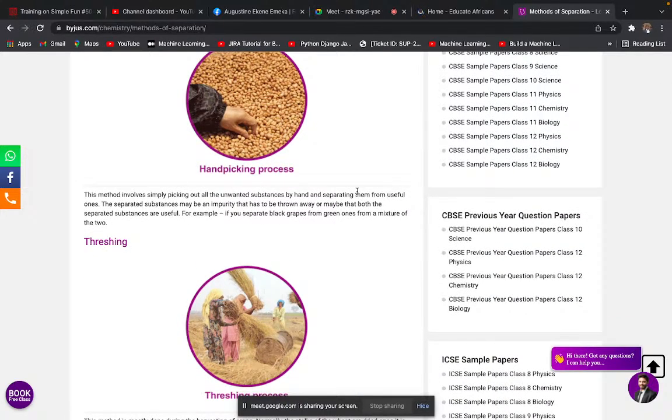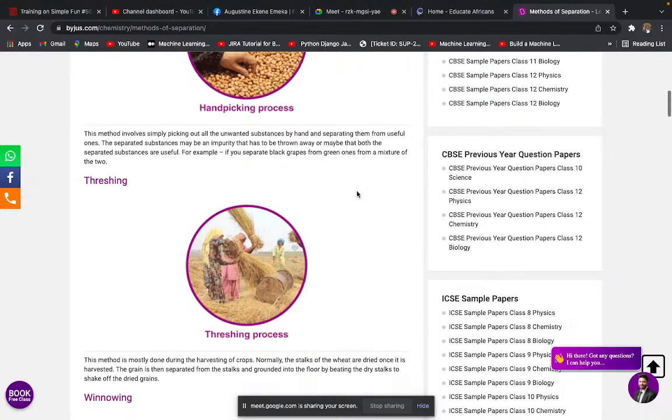So that is hand picking. The next one we have is threshing. This one is not actually one of the methods of separation like we see in chemistry textbooks, but it's very important because we can also use it in harvesting crops.